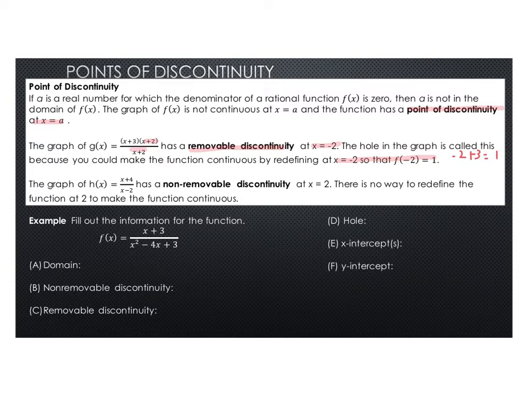A non-removable discontinuity would be something like h of x, in which nothing cancels out of the fraction, like the fraction is already reduced. So we have a non-removable discontinuity at x equals 2 because there is no way to redefine the function at 2 to make the function continuous.